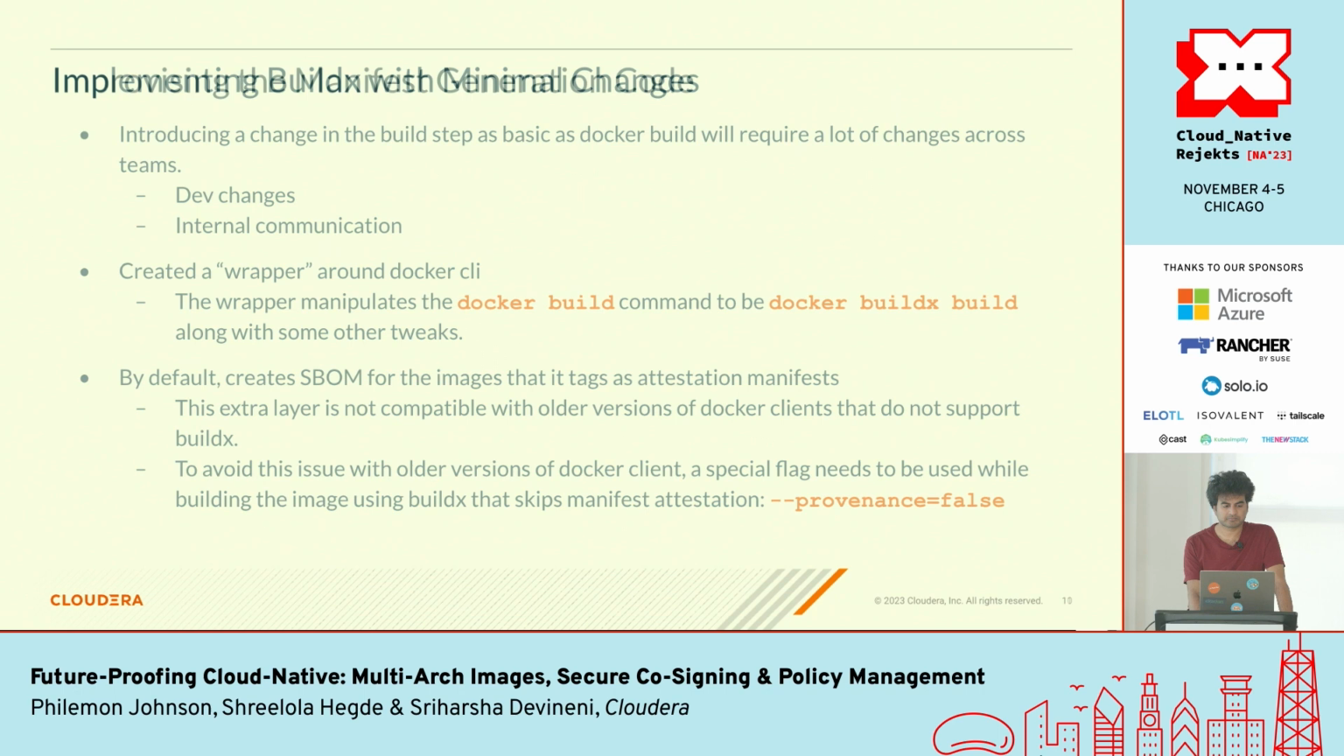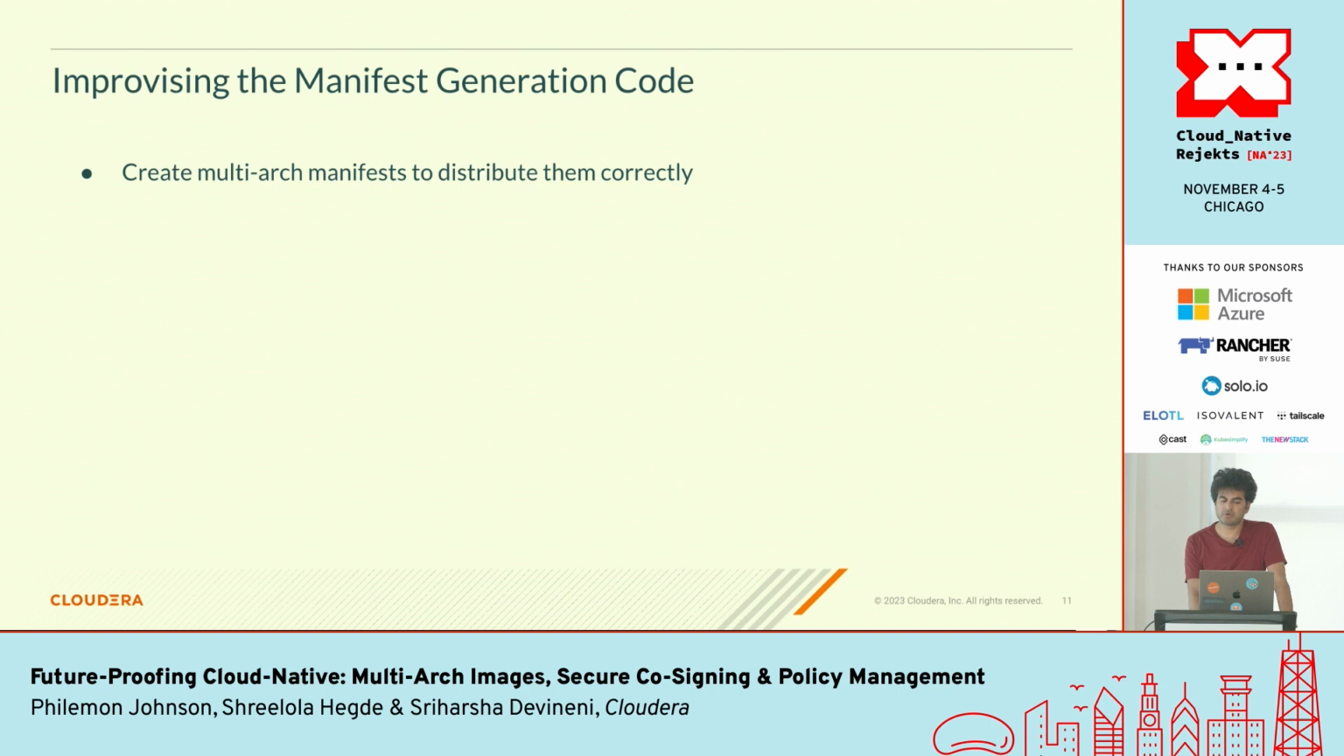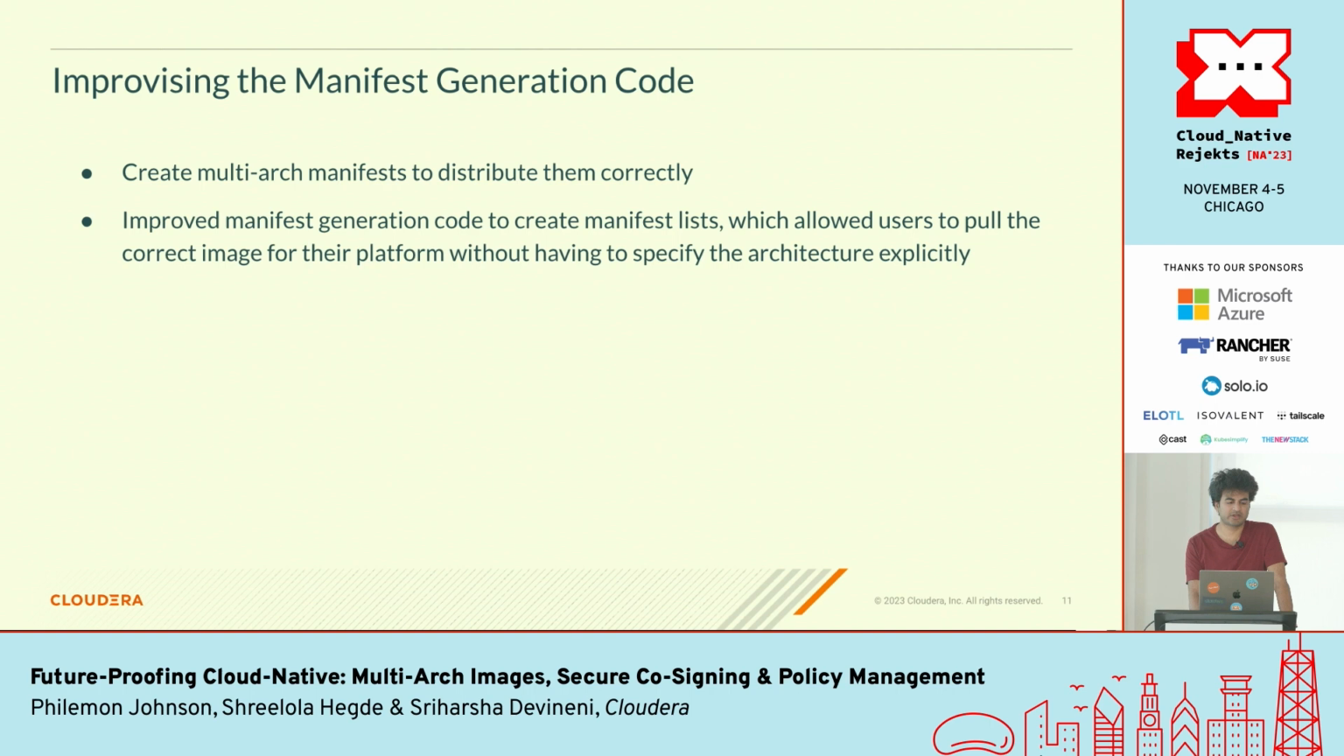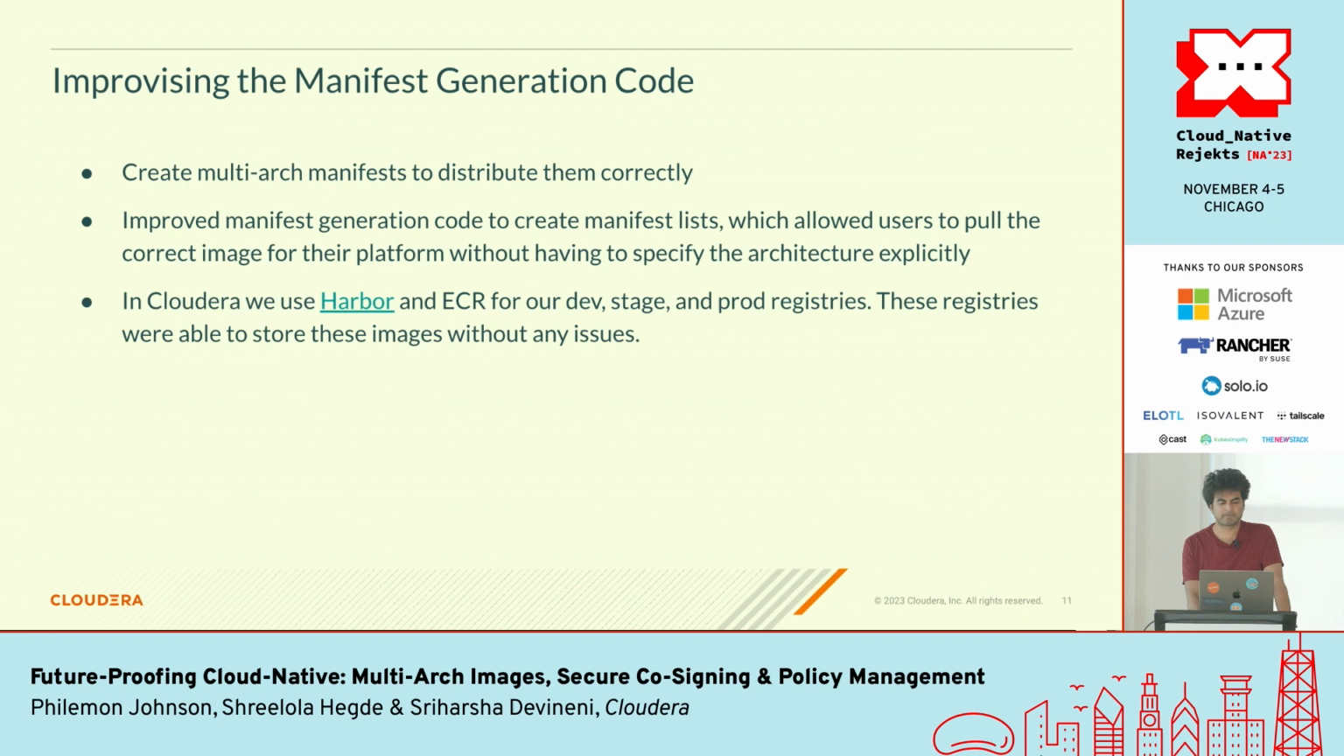Another thing we had to do was improve the manifest generation code to create the multi-arch images and distribute them correctly. We improved that to create manifest lists, which allowed users to pull based on the architecture of the underlying platform. And also we use Harbor and ECR for all our registry storage purposes, and these registries support multi-arch out of the box, and we had no issues continuing to use them.